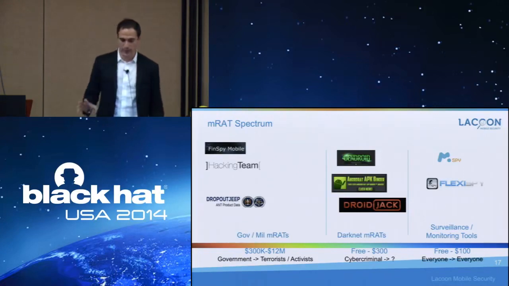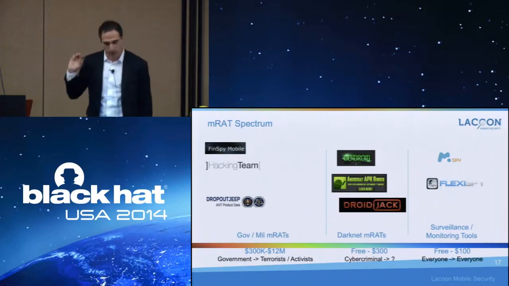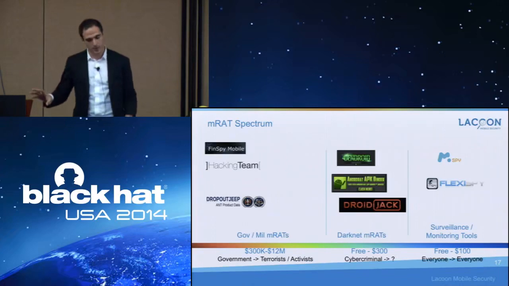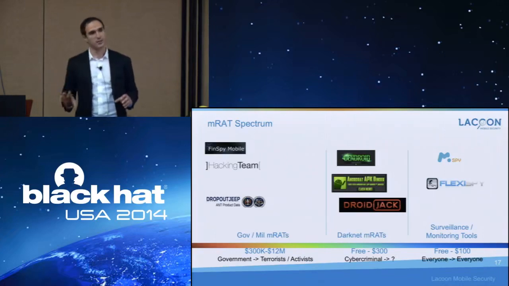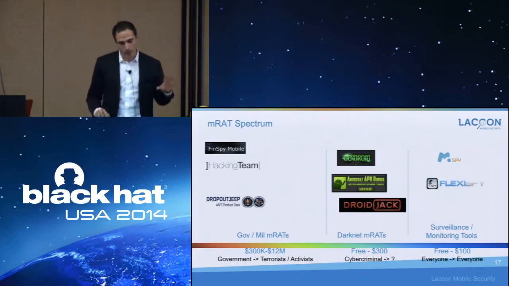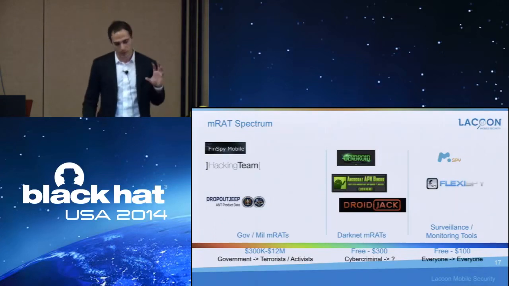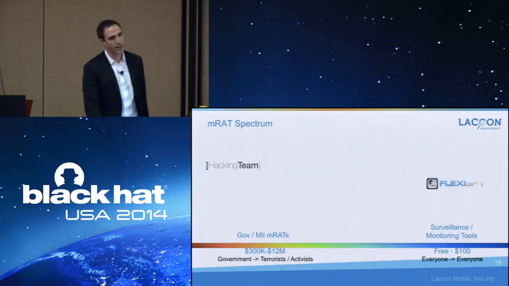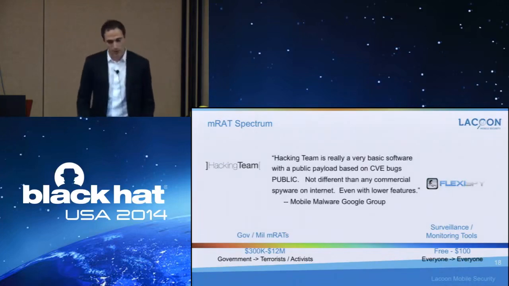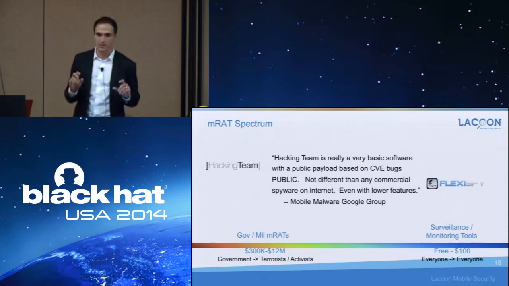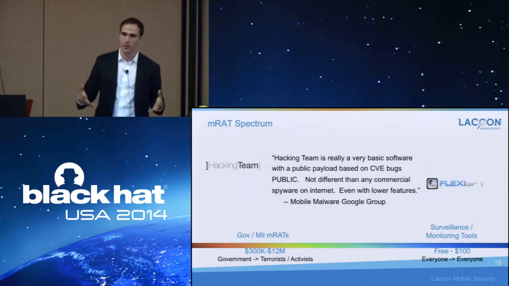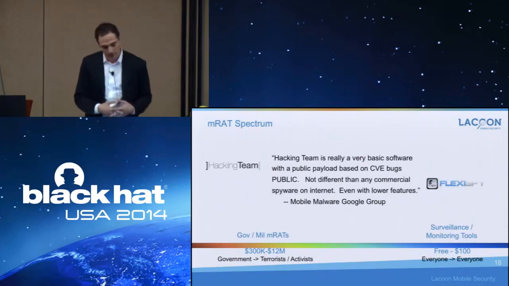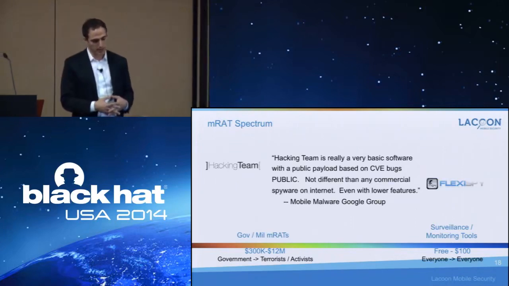And while you would think that a tool traded at $50 has a completely different sophistication level than a tool developed by a government or a nation state, the reality is that if you take FlexiSpy and the Hacking Team Trojan, you will see that they are practically the same. At least the payload, the Trojan dropped on the device, will be more or less the same.